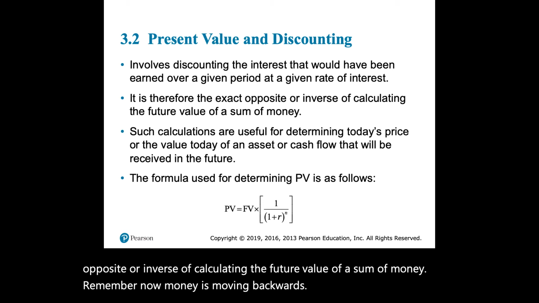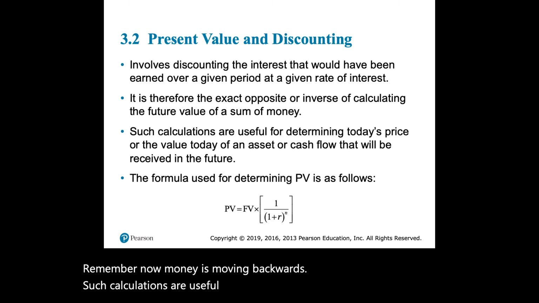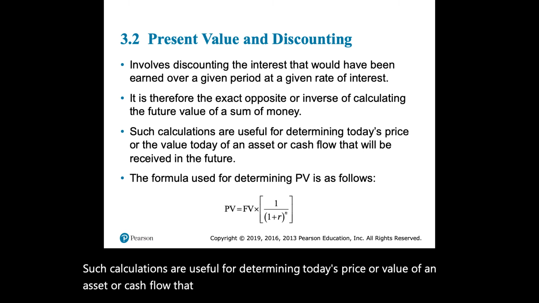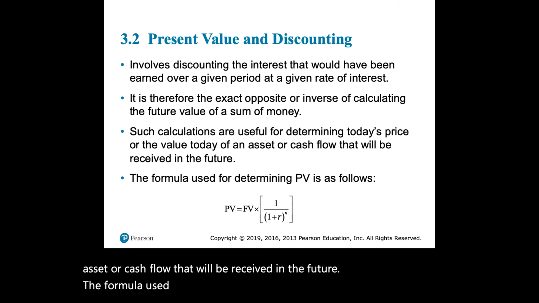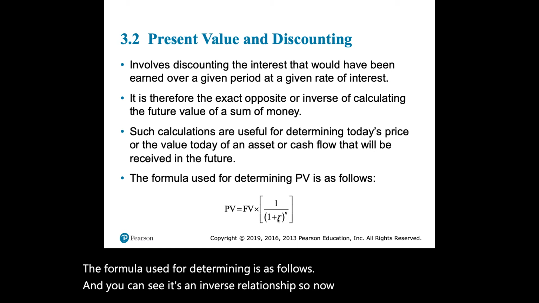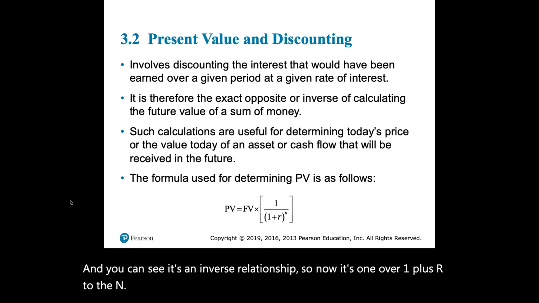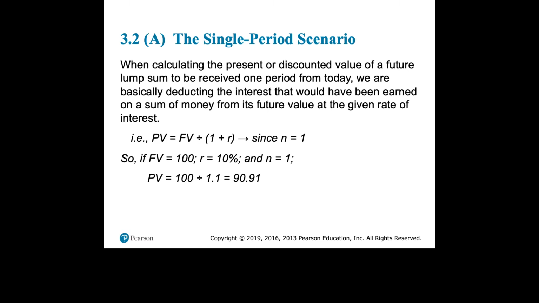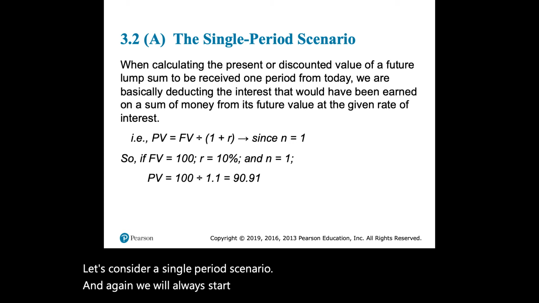Such calculations are useful for determining today's price or value of an asset or cash flow that will be received in the future. The formula used for determining it is as follows, and you can see it's an inverse relationship, so now it's 1 over (1 plus r) to the n. So let's consider a single period scenario, and again we will always start with a timeline, even though the math here is available.